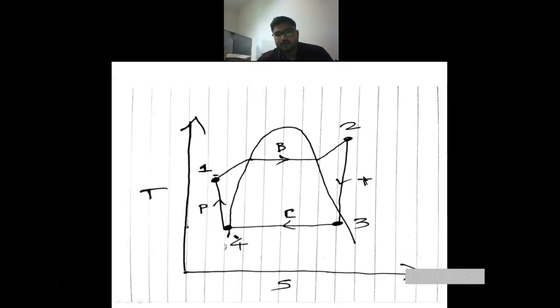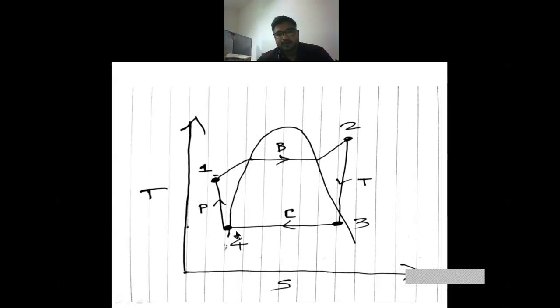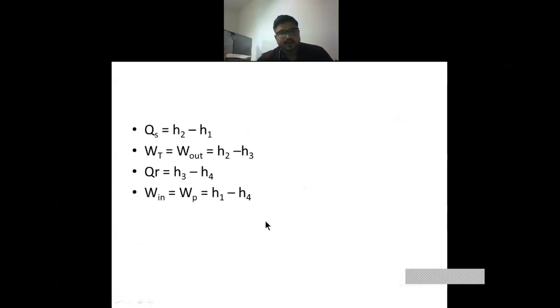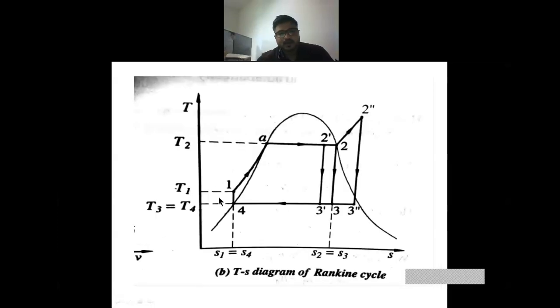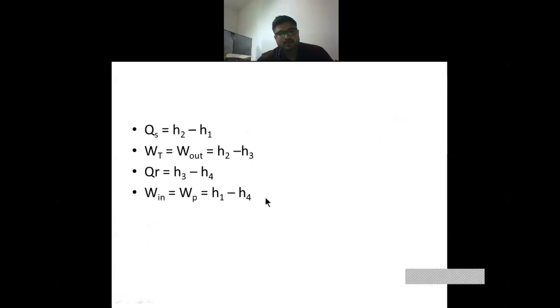What will be the formula of work of turbine, or work out? H2 minus H3. What should be the equation of heat rejected? H3 minus H4. Here you can see this H3 minus H4. What will be the equation of pump work? H1 minus H4. Here also you can see this H1 minus H4. So I hope that you understood these formulas properly. On the basis of the diagram, you can find out these equations.